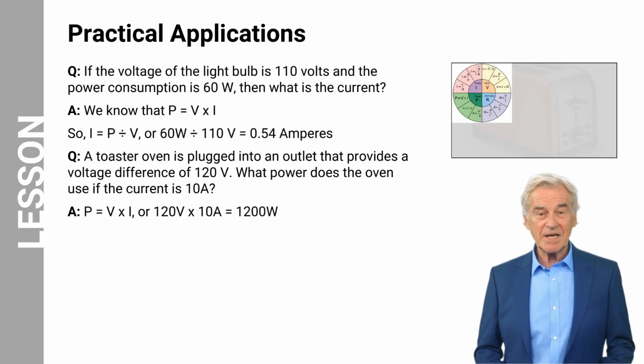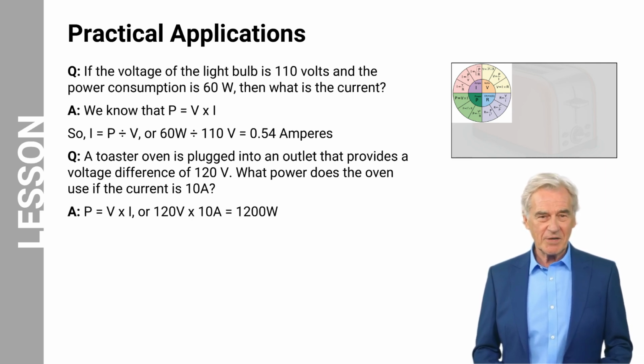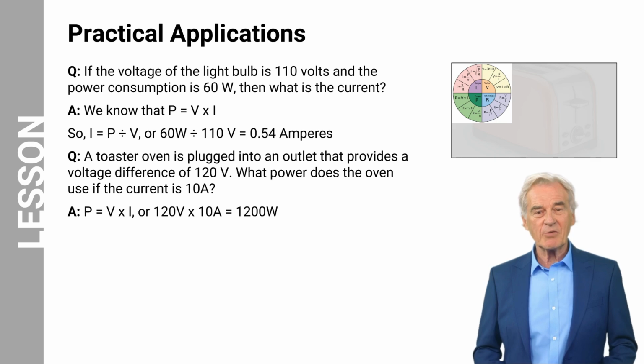Some of these practical applications will help you understand how to calculate values in electrical circuits. For instance, if we have a light bulb with a voltage of 110 volts and a power consumption of 60 watts, we can determine the current using the formula P equals V times I. By rearranging the formula to solve for current, we find that the current is 0.54 amperes. Similarly, consider a toaster oven plugged into an outlet with a voltage difference of 120 volts and a current of 10 amperes. Using the same formula, we find that the oven consumes approximately 1,200 watts of power.